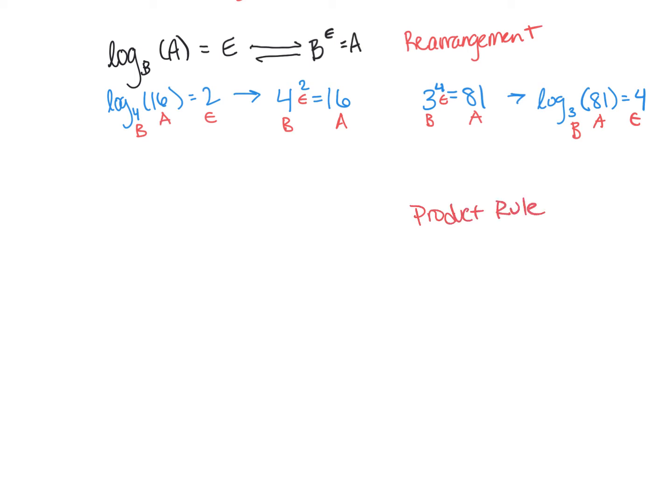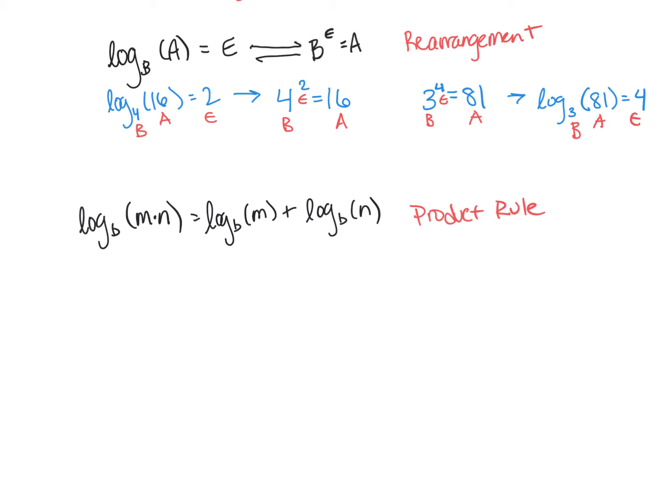Our next rule or property is the product rule. And it says that if we have log base b of m times n, or two things multiplying to each other inside the argument, we can separate those out into log base b of m plus log base b of n. Similar to our exponent rule, where if we have two numbers of the same base being multiplied together, we would add their exponents. Similar type of rule.